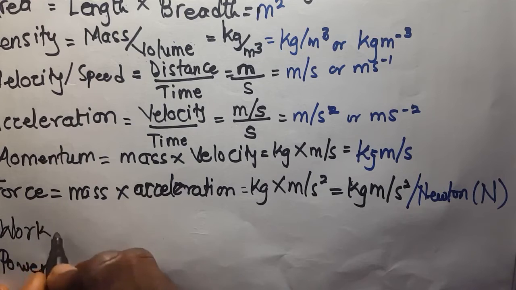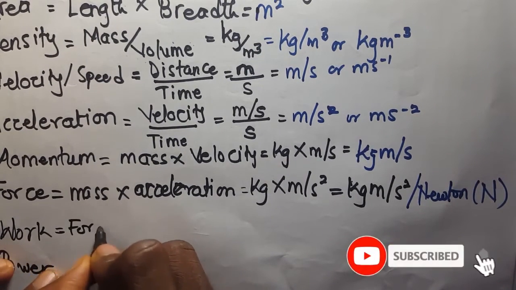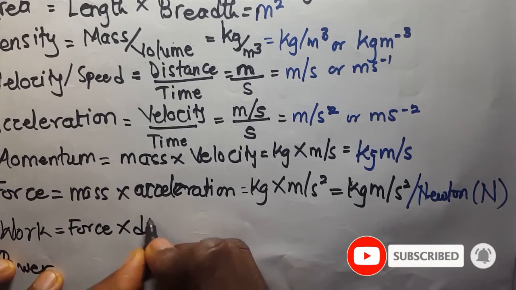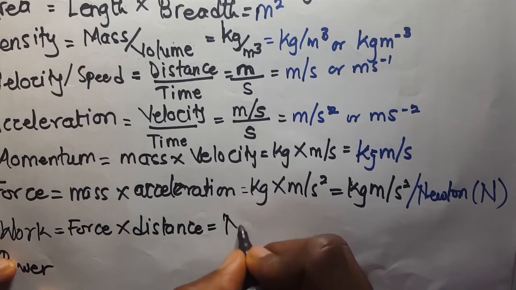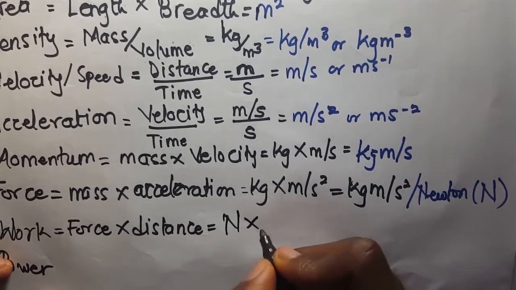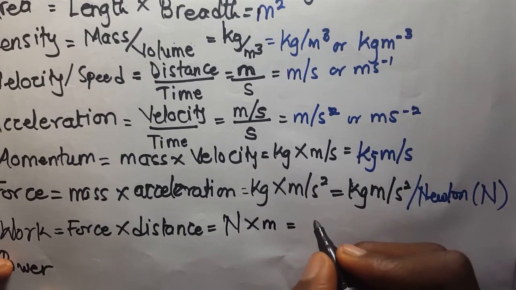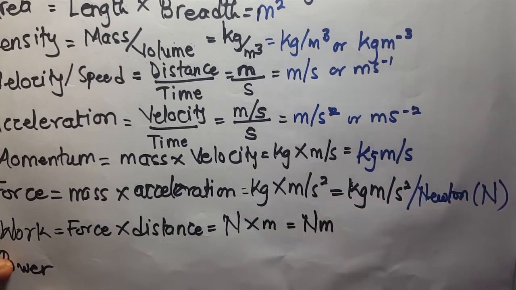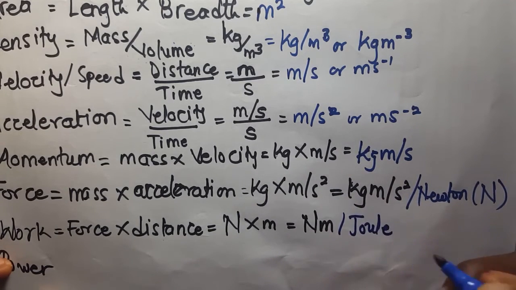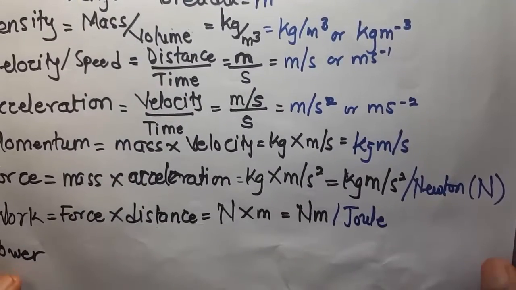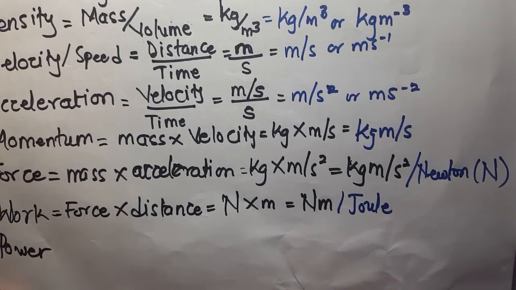So we have work. Now we say work is done when the application of force moves through a distance. So force times distance. That is work. We have force to be Newton, then distance, length, so meter, m. So Newton meter or joule. So things get interesting here. It's either Newton meter or joule.